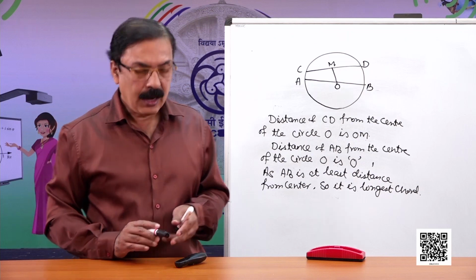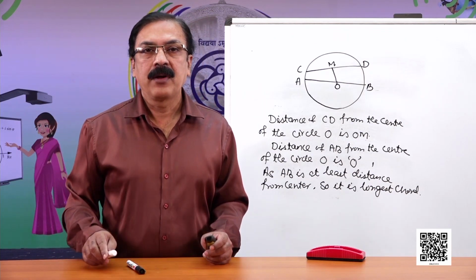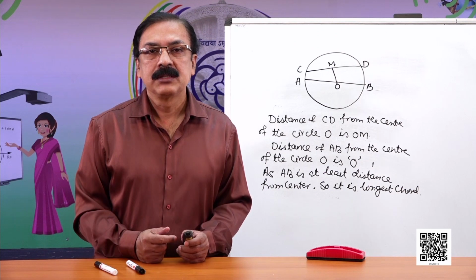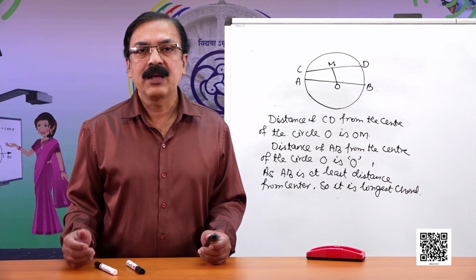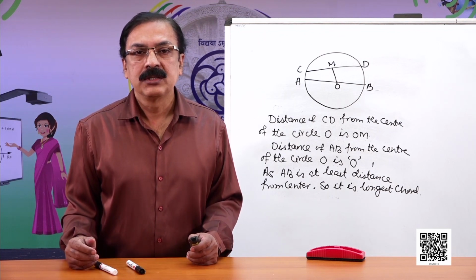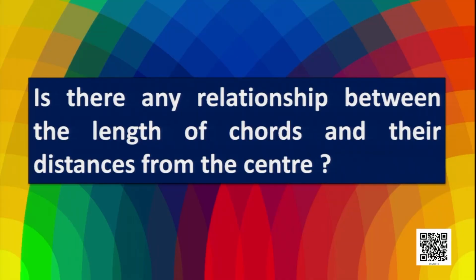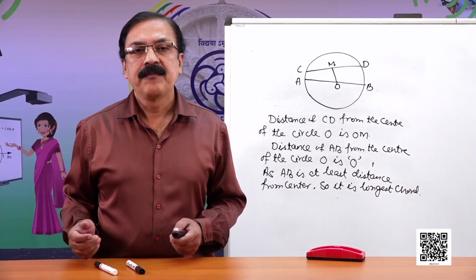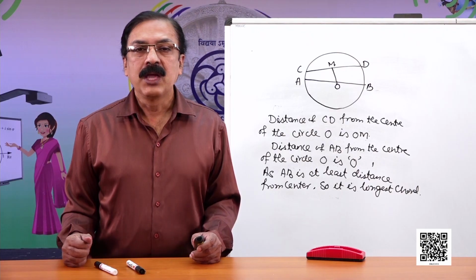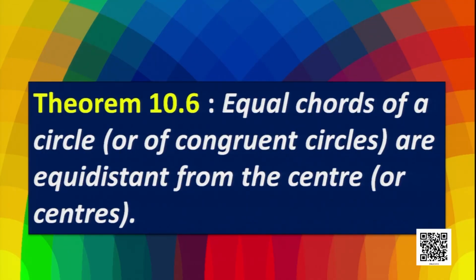So here we saw that for different lengths of chords, the distances from the center are different. So what about the equal chords? Is there any relationship between the length of a chord and its distance from the center? Yes, that is stated by this theorem. Equal chords of a circle or of congruent circles are equidistant from the center or their respective centers.